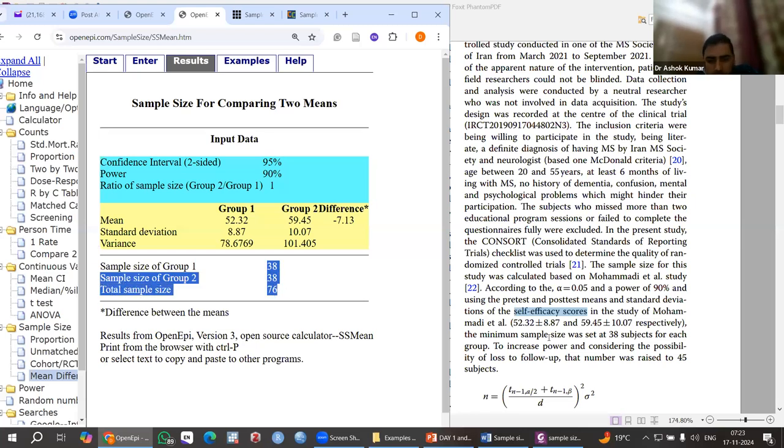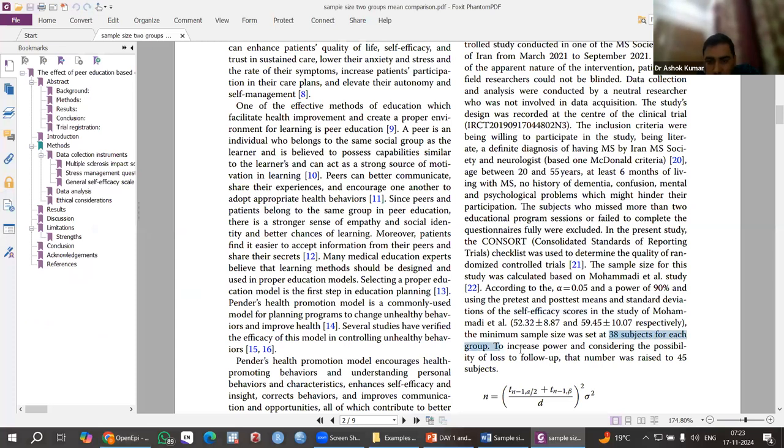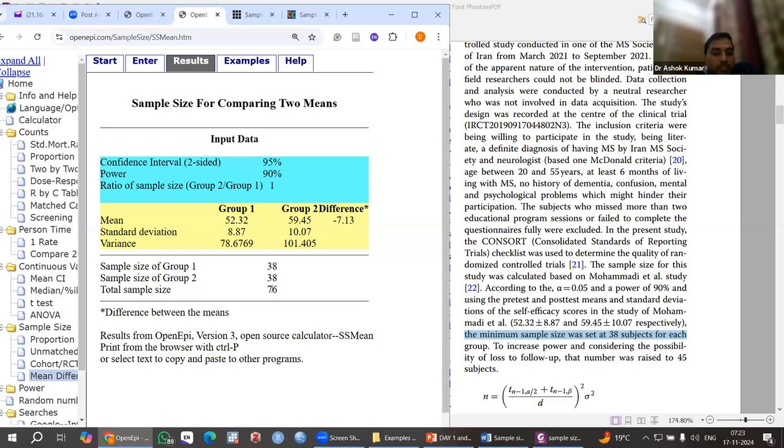76, you can see. Okay, I had written 78. So this is 38 subjects for each group. You can see here, minimum sample size of 38. So you can see exactly 38 we got, and total sample size 76. And this is a mean difference, 7.13. By formula, by hand, we have calculated this also. No? So this is 38, 38, this is 76.